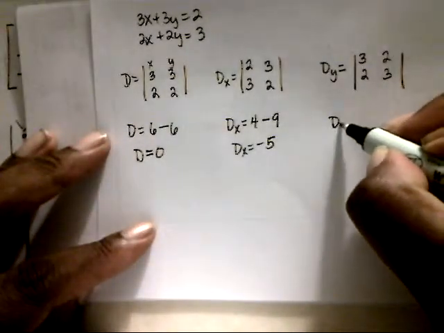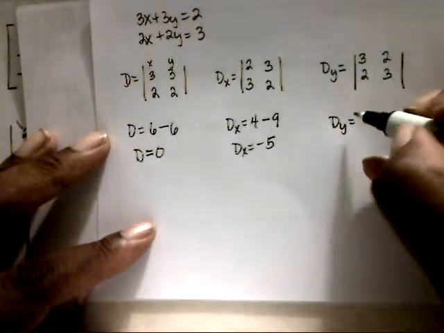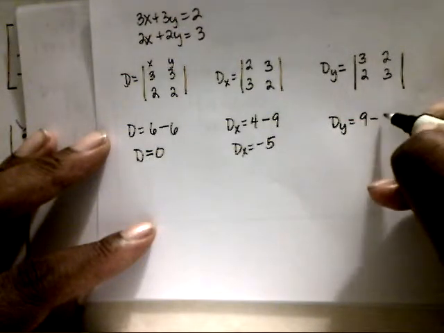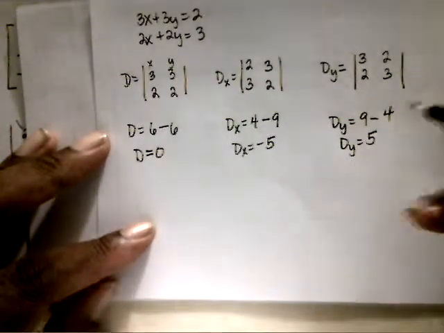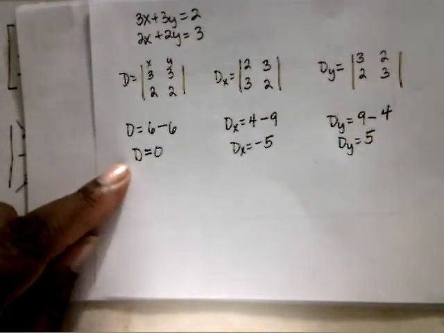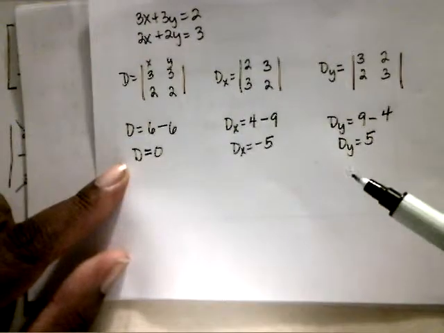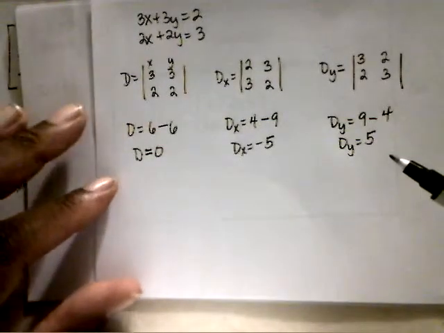Now the determinant for d sub y is this. 3 times 3 is 9, minus 2 times 2, that's 4. 9 minus 4 is 5. Now as you can see, the determinant d is 0, but d sub x and d sub y are not 0.